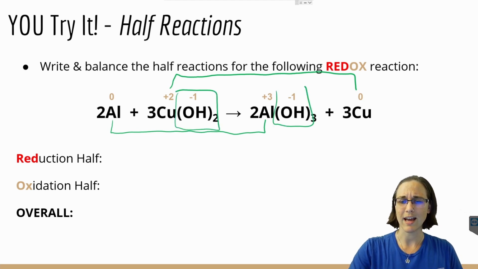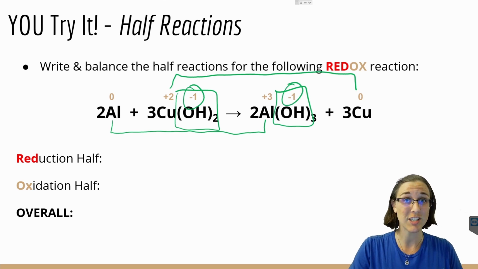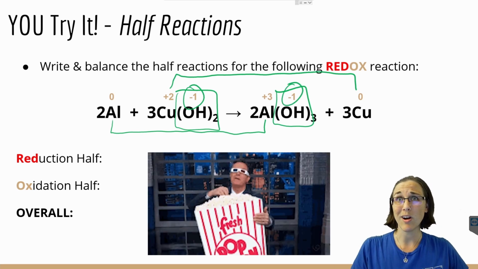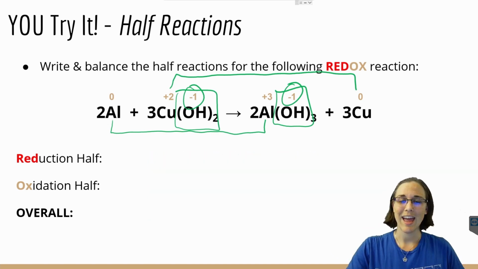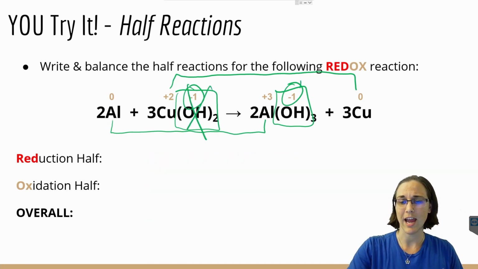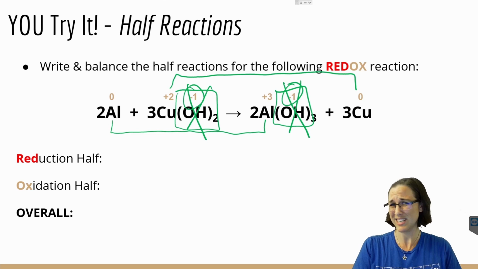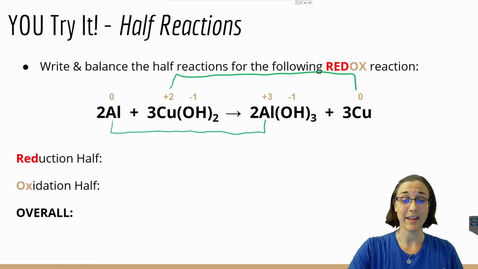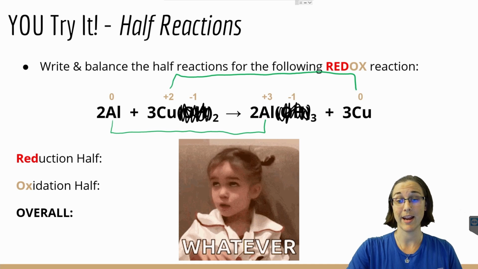The hydroxide had a -1 charge in both scenarios. It did not change its charge. Therefore, it's what we call a spectator ion, and we don't include it in the reduction half or the oxidation half because it didn't change charge, so it didn't have anything to do with the oxidation or the reduction. In other words, we're just going to forget that hydroxide even exists in this case. We don't care about it at all.